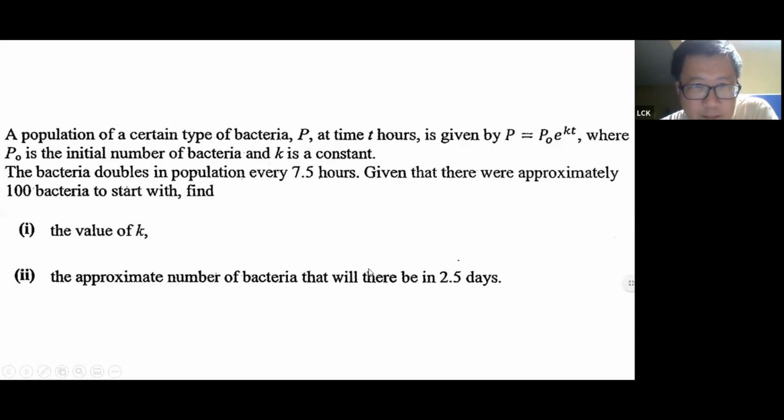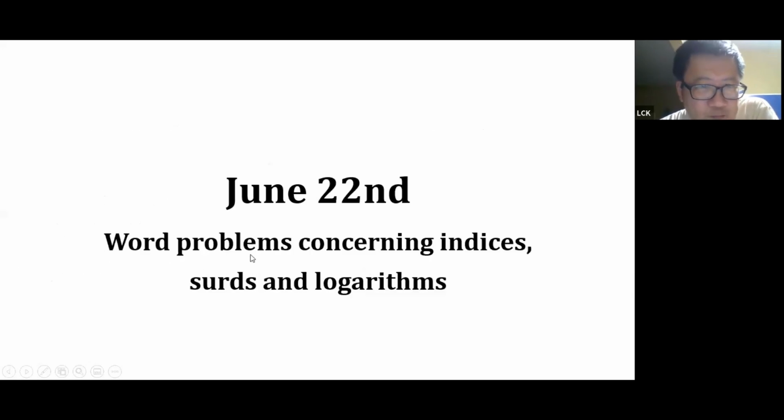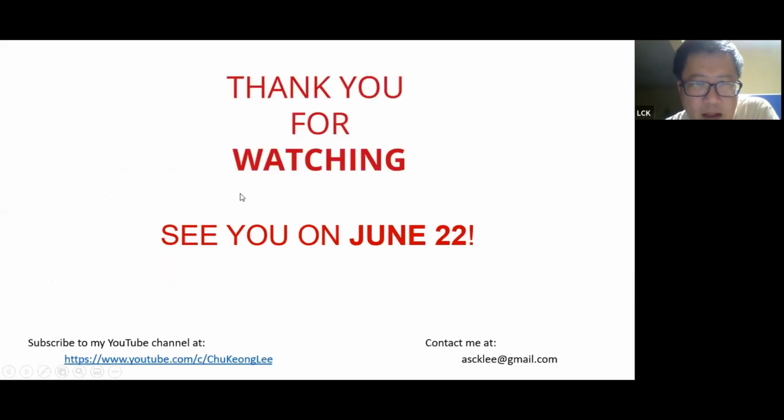All right, this is another one. I'm not going to read through it, but you get the idea. These are word problems concerning indices, surds, and logarithms, and we're going to do them not next week, but 2 weeks from now. So I will see you on June 22nd.